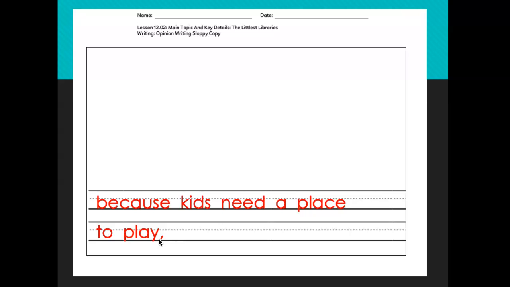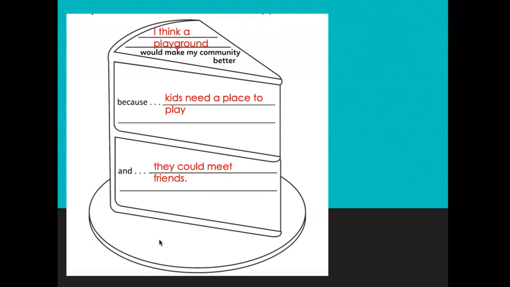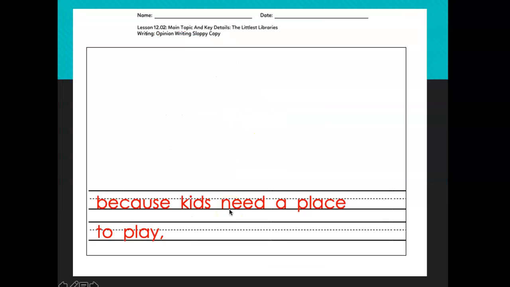So make sure you're writing your second reason. If you did a graphic organizer, you're taking the second reason and putting it on your next page. If you didn't, that's fine. You're just going to start with because and write your next reason. Go ahead and pause this and do that now.